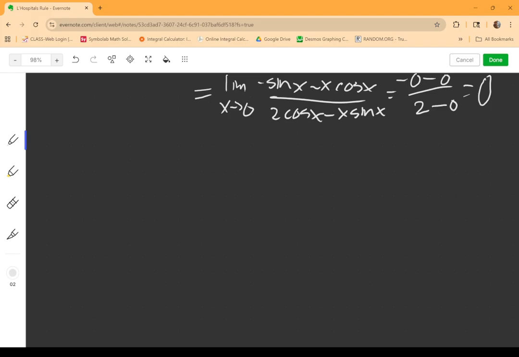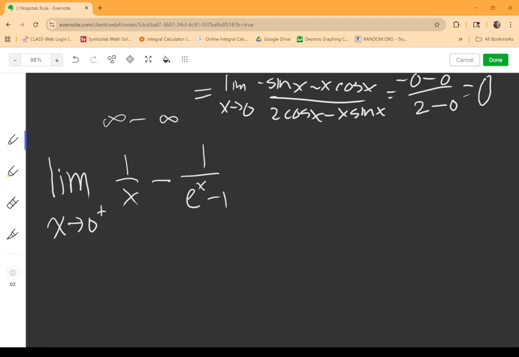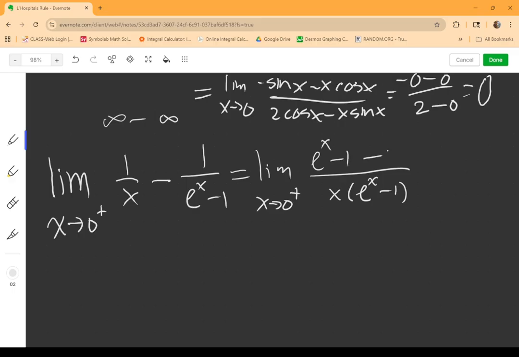Let's do one that involves exponentials and see how that goes. Let's look at the limit as x goes to 0 from the right of 1 over x minus 1 over e to the x minus 1. As x approaches 0, both of these quantities approach infinity: 1 over a small number and 1 over a small number. So as written, it's of the type infinity minus infinity. I'll start by combining these, with a common denominator of x times e to the x minus 1, and up top, e to the x minus 1 minus x.